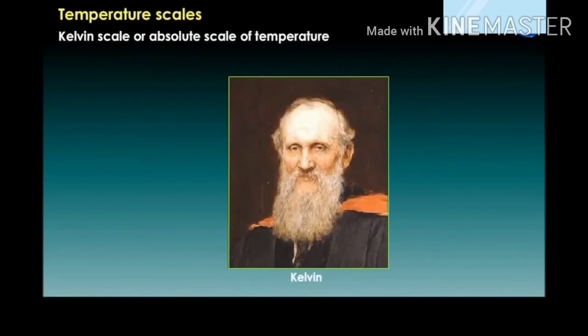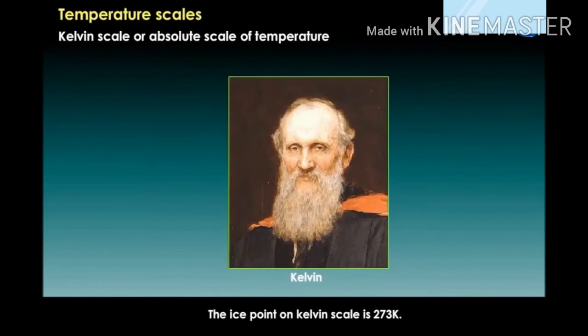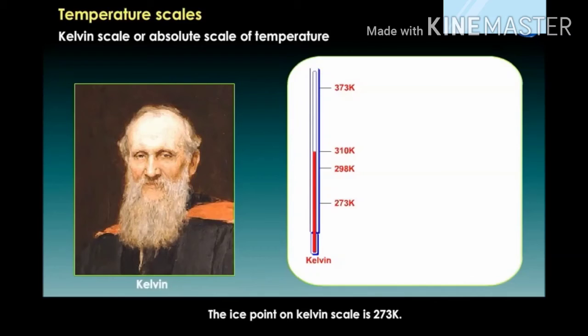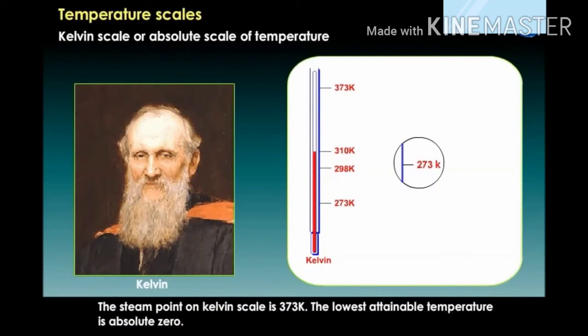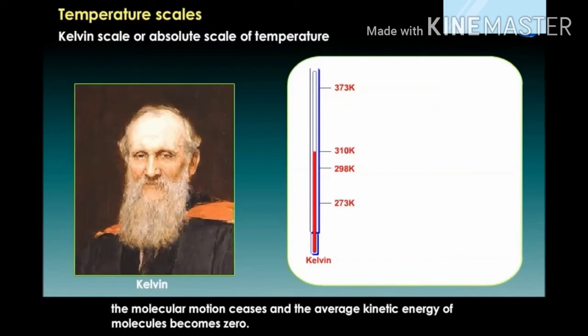Kelvin scale, or absolute scale of temperature. It was designed by the scientist Kelvin. The temperature on this scale is represented by the symbol T and the unit is Kelvin. The ice point is at 273 Kelvin and the steam point on this scale is 373 Kelvin. On this scale, the 0 mark is at the temperature when no molecular motion can occur. The interval between ice point and steam point is divided into 100 equal parts.